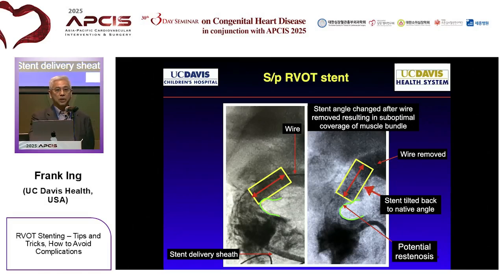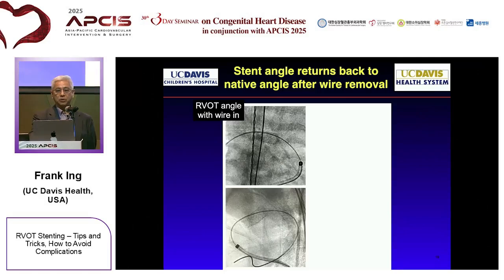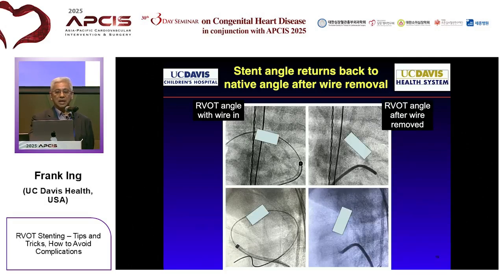So pay attention to what it looks like before you put the wire in and note that angle. And so when you put your stent in, anticipate the native angle. Envision what it's going to look like, and don't just base it on the angle with the wire in place. So here's a good example where we have a stent in place, and this is the shape of the stent that is in with the wire in. Again, with it out, this is how it changes.